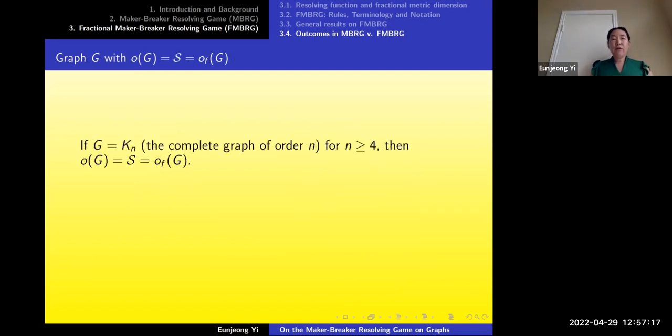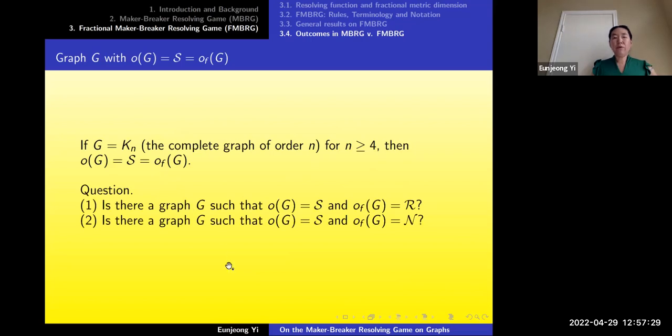Now, if the outcome of the maker-breaker game is that the spoiler wins, then the fractionalization result would be the same. Next. But I don't know whether, if the outcome of the maker-breaker game is that the spoiler wins, fractionalization of it would be that either the resolver wins or the first player wins. I don't have any result on this one at all, and I don't know if it is true or not.